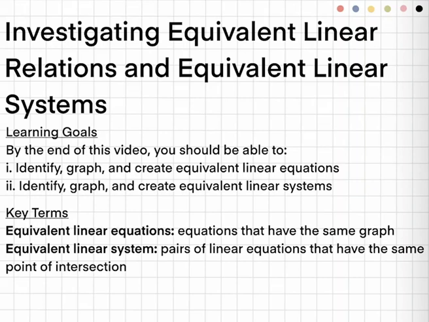We've got two key terms for today. An equivalent linear equation is an equation that has the same graph. That means after you plug everything in and you graph your lines, the graphs are exactly the same. Equivalent linear systems means that a pair of linear equations have the same point of intersection, although the graphs appear different.